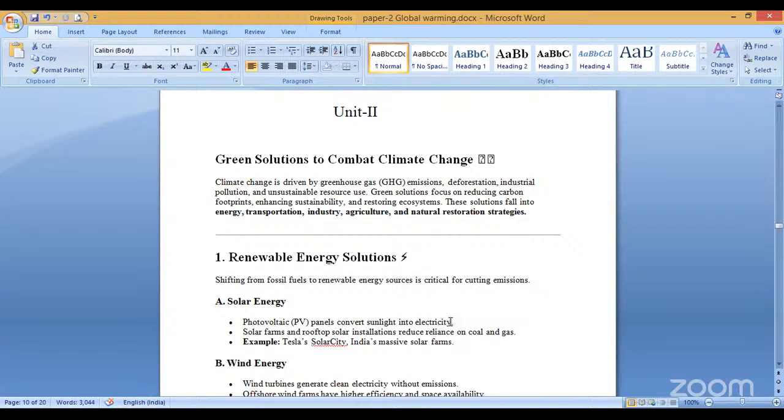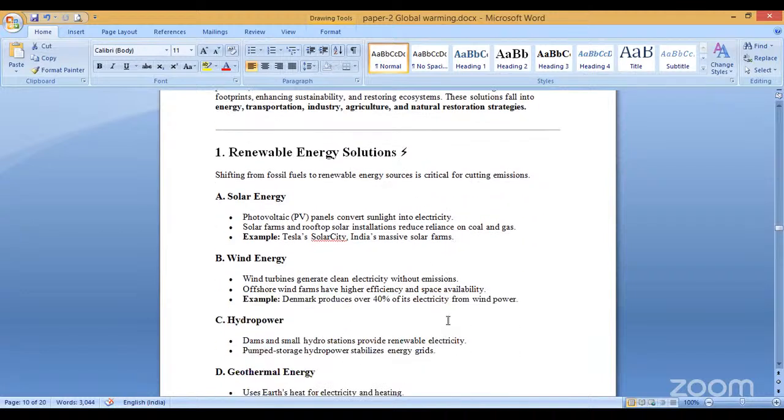Once again, I want to explain this one. Coming to green solutions to combat climate change: climate change is driven by greenhouse gas emissions, deforestation, industrial pollution, and unsustainable resource use. Green solutions focus on reducing carbon footprints, enhancing sustainability, and restoring the ecosystem. These solutions fall into energy, transportation, industries, agriculture, and natural restoration strategies. Then coming to that, what are the green solutions we can discuss? That is one.